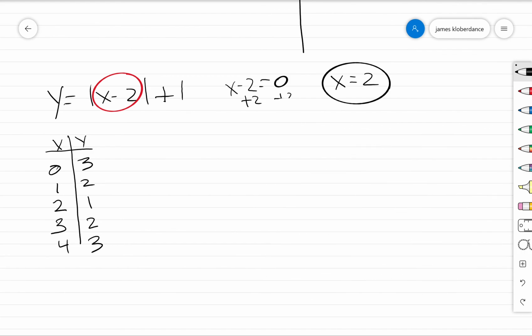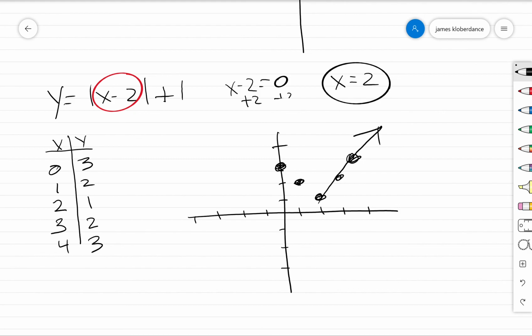So now I'm going to graph it. Let's see what that looks like. Okay, so when x is 0, y is 3. When x is 1, y is 2. When x is 2, y is 1. When x is 3, y is 2. So it's going back up. And when x is 4, y is 3. So it looks something like that.